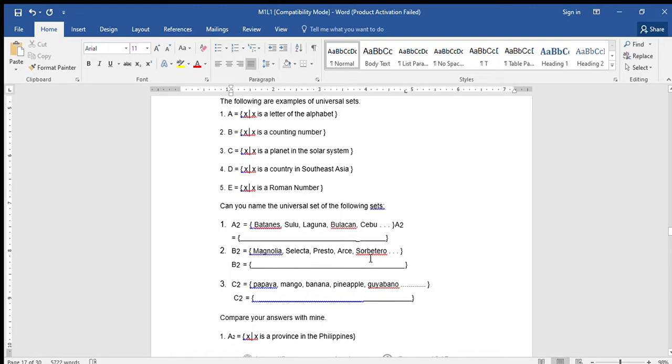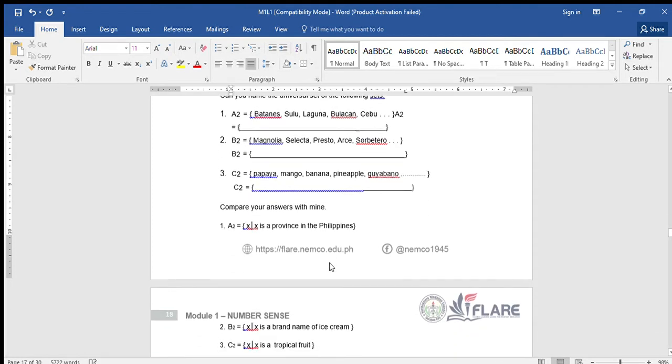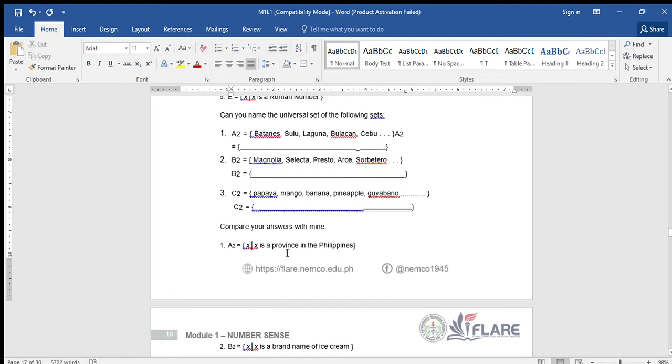Unsa man ni sila? Sa may ija universal set. Magnolia, Selecta, Presto, RC, Sorbitero. Unsa man na? Sweets? Any other answer? Ice cream? Okay, so that's correct, no? Si Bito is a brand name of ice cream.